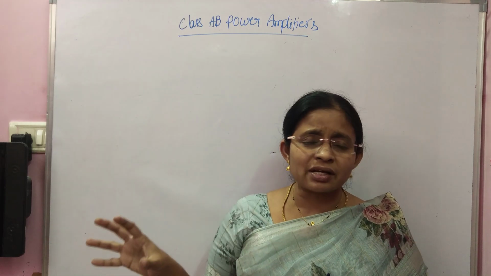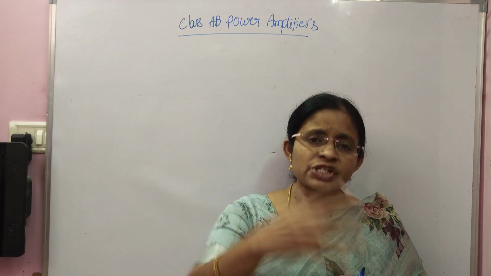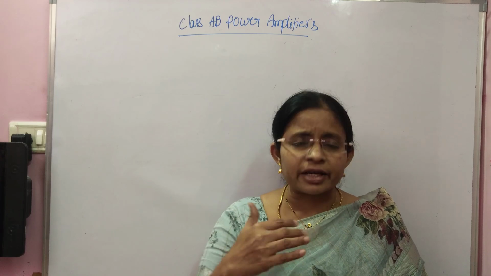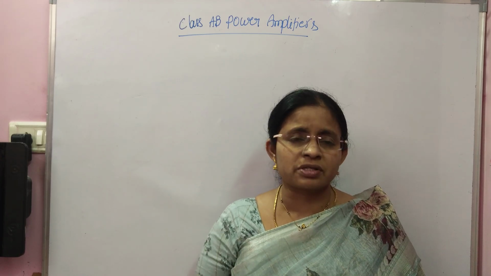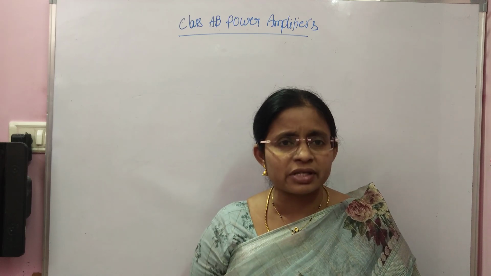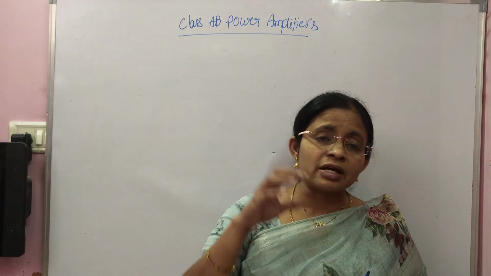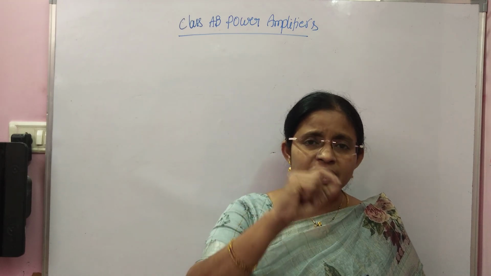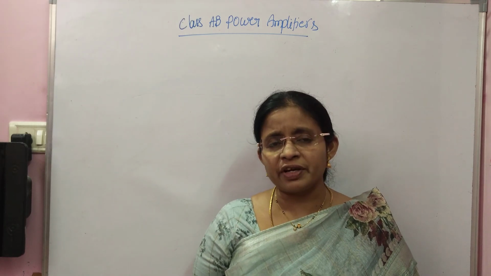That means in the output signal you won't get any crossover distortion, because initially your transistors are in the conduction state with your extra voltage of 0.6 volts. With that 0.6 volts, the transistor goes into the conduction state. Then if you apply the input signal, the transistor will send that input signal starting from 0. So that is the concept in class AB power amplifiers.